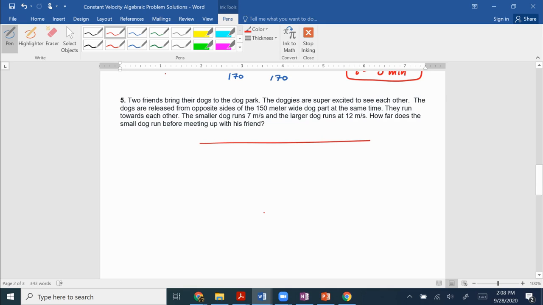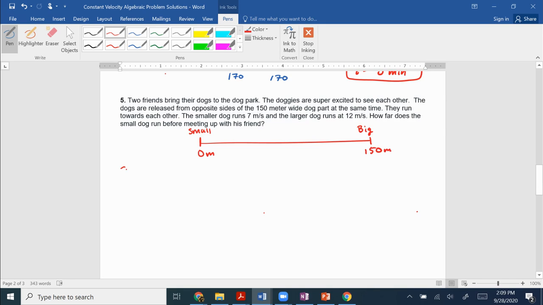Okay, so let's just draw this. Here's our dog park. Let's say this is where the small dog starts, and we'll call that 0. The reason I'm picking the smaller dog as 0 is because I want to know how far from where the small dog is, so it makes sense to pick that as 0. If I did it the other way, I'd have one last step to do. And this is where the big dog starts over here at 150 meters.